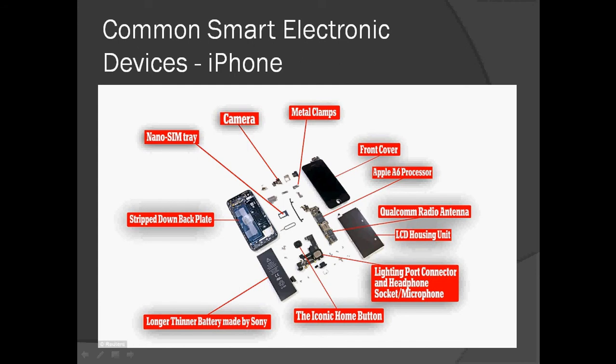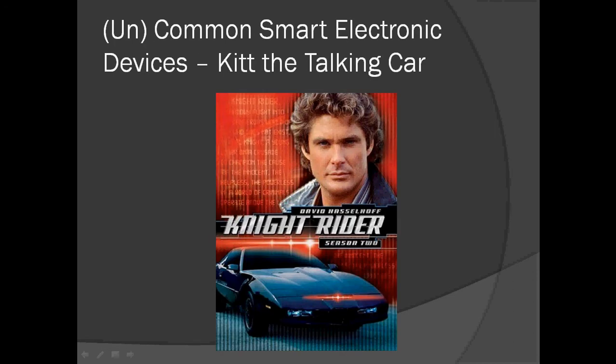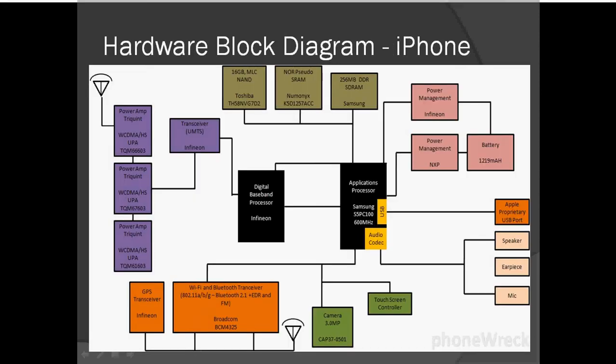Here you can see a few more of the inner workings. Now you can see how small the processor is, the Apple A6 processor, right in the middle. Now that's the brains of the operation, and that houses all the software and does all of the control information for the user. Here's an uncommon smart electronic. This is KITT the Talking Car, a bit of a throwback, but in the television show Knight Rider, he was a bit of a smart electronic device.